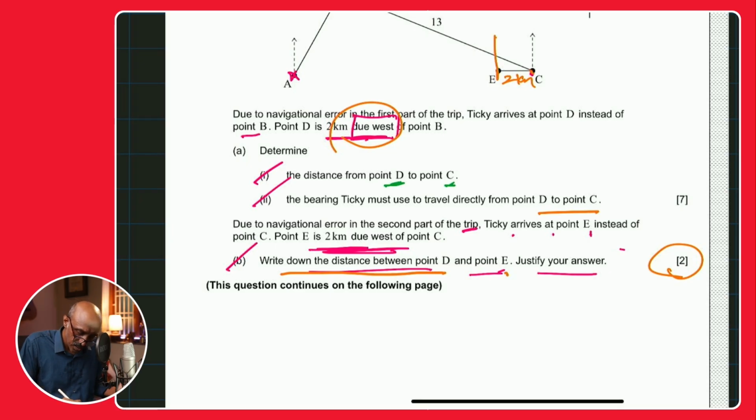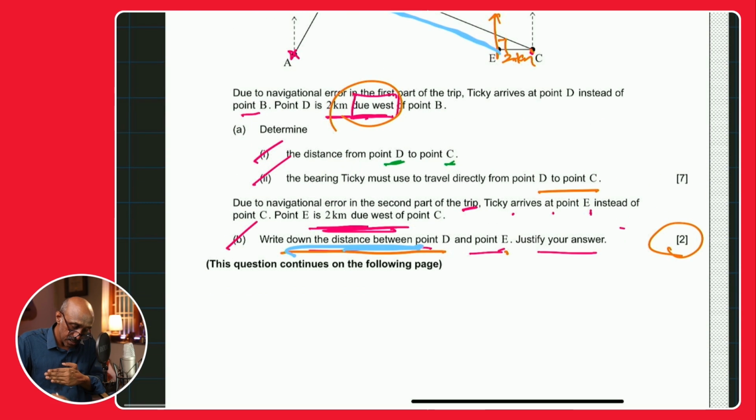Due west, that means this is also 90 degrees, right? Again, we said there was due west, and it's 2 kilometers here, 2 kilometers here, right? This must be a parallelogram. This must be the parallelogram, because, you know what? If I mark that DE, because that's what they asked, right? They asked, write down the distance between points D and E. This must be a parallelogram. Why should it be a parallelogram? Because the opposite sides, okay?